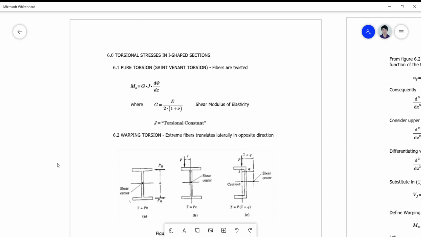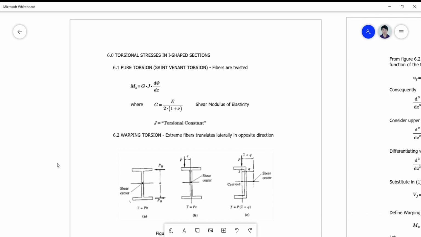Okay guys, so let's discuss now some extended principles on torsion, and this is applicable specifically on I-shaped sections, but can actually be further extended to other shapes for as long as the intention is based on the principles mentioned here in this discussion.